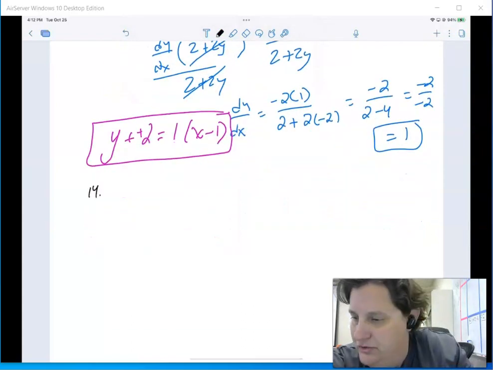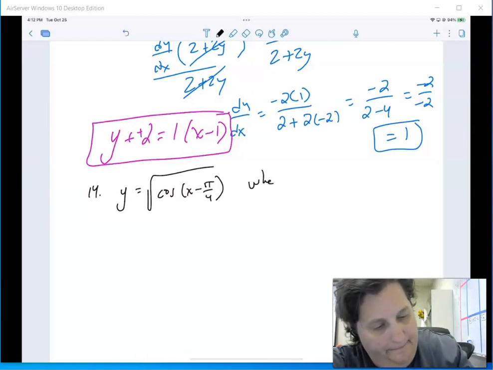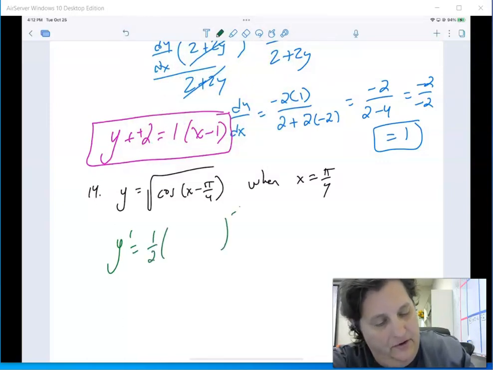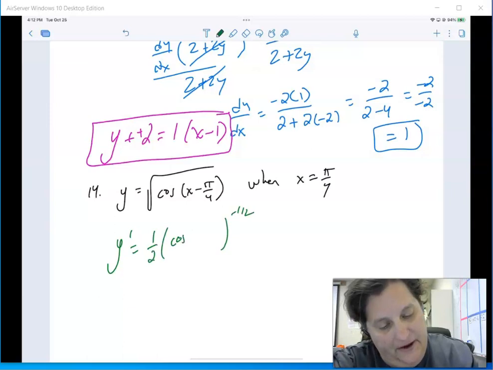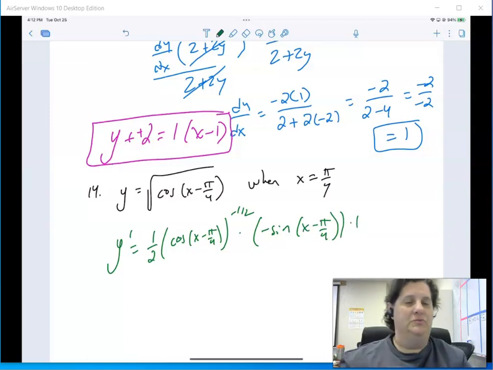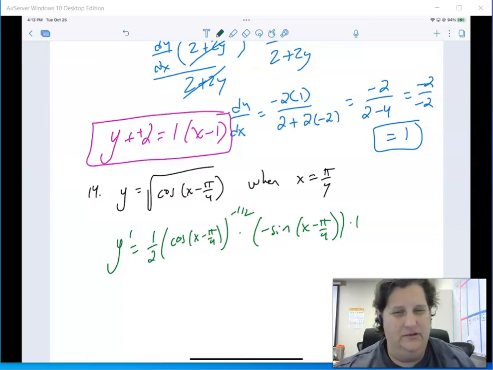Okay, here's a trig looking one. All right, here we go. y prime is 1/2, all of that to the negative 1/2, times the derivative of a cosine, which is negative sine, times the derivative of x, which is 1. Okay, big, huge, long chain rule. So I did the square root, then I did the cosine, and then I did the derivative of the inside.